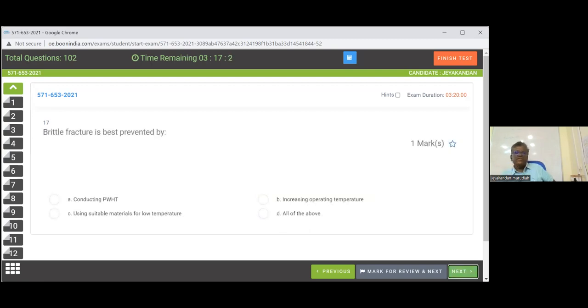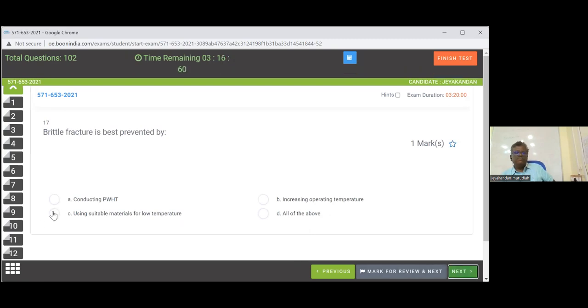Brittle fracture is best prevented how? The best one is using a suitable material for low temperature. That is the best prevention. Best means only one. Next, which of the following will have better fatigue resistance? Coarse grain will not have it in steel casting, fine grain material. Fine grain will have fatigue resistance.